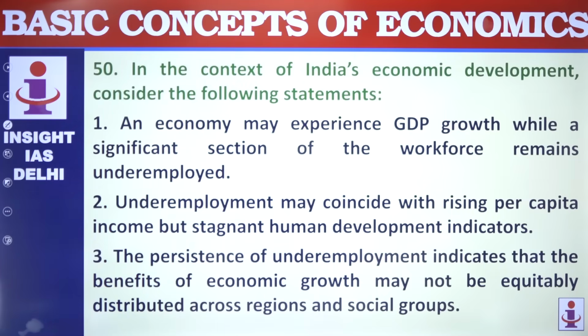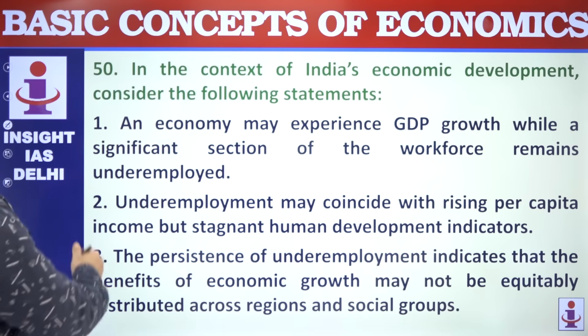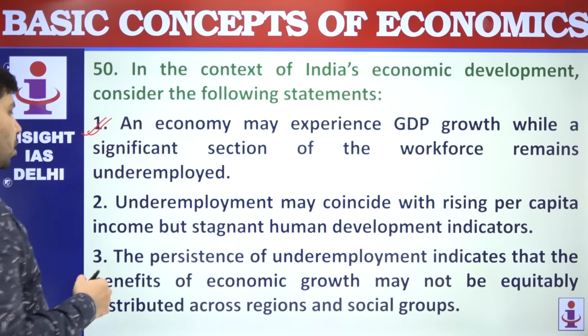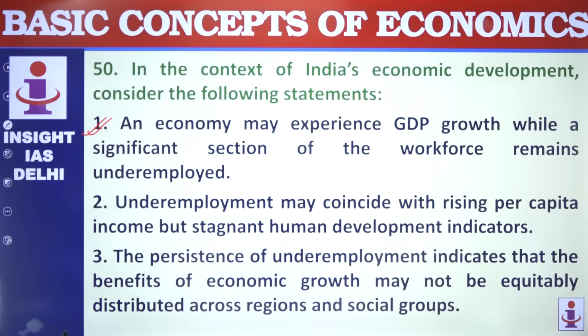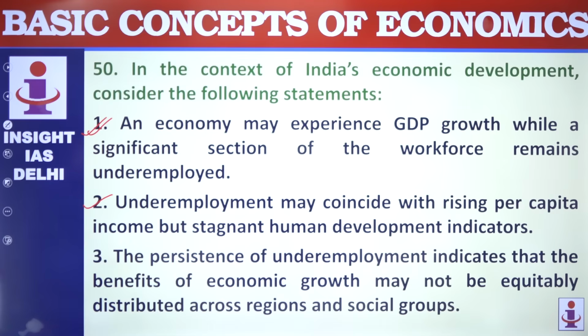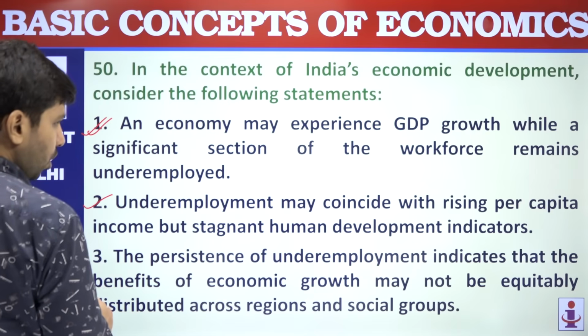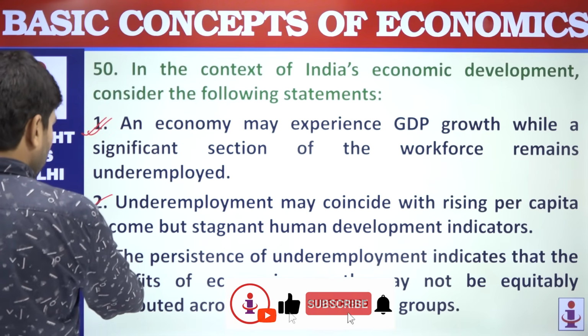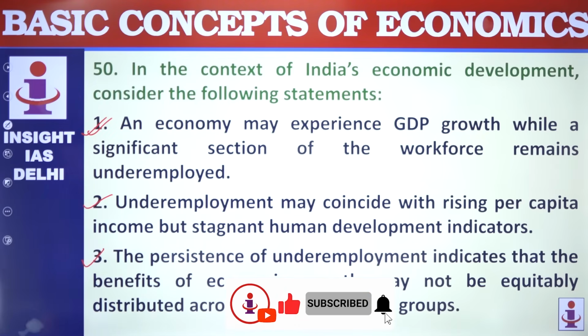An economy may experience GDP growth while a significant section of the workforce remains underemployed. Yes, this can happen. Underemployment may coincide with rising per capita income but stagnant human development indicators. Human development indicators will remain stagnant. This is also correct. The persistence of underemployment indicates that the benefits of economic growth may not be equitably distributed across regions and social groups. Yes, all the three are correct.